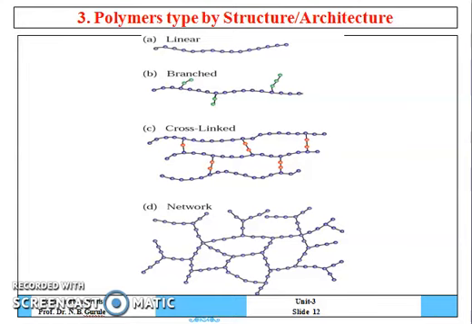Cross-linked polymers are those where you observe long chains of molecules or monomers, but these long chains are joined, cross-linked at different locations, and they form a two-dimensional structure having a surface. Network polymers are those where the chains of monomers are joined together in 3 directions. So they form a 3D structure, a 3D network. So these polymers are named network polymers.